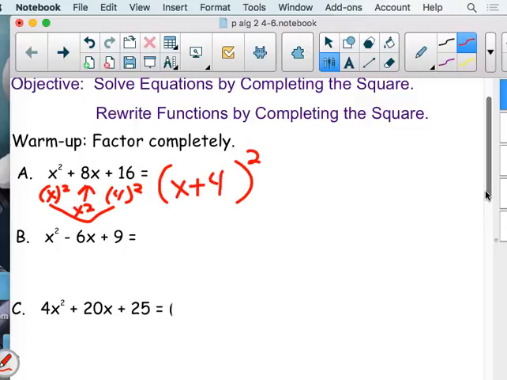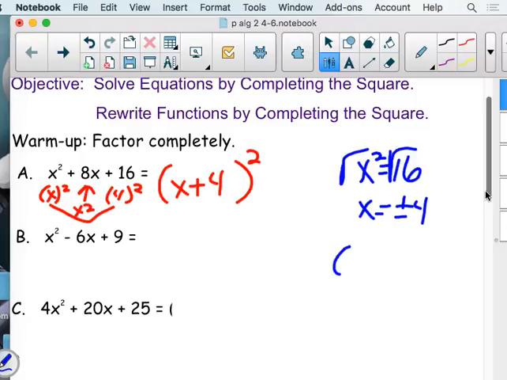Now, why is that helpful? Well, let me ask you this. Do you know how to solve that? Without factoring, can you solve that? Take the square root of both sides. And whenever we do that, we have to do the plus or minus. So let's just say something like this works out like this.